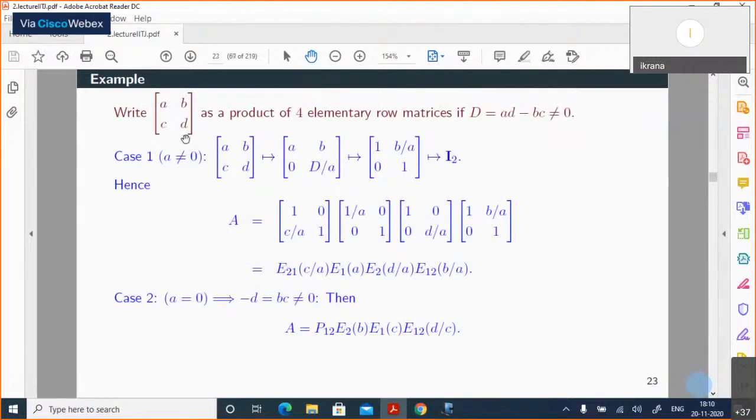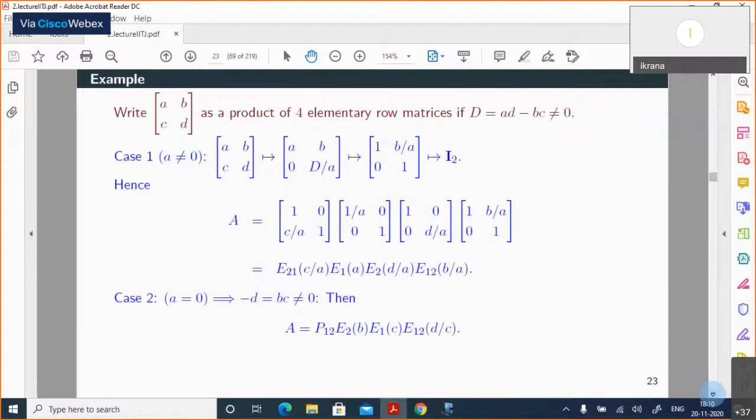Okay, I think I will just skip that. Probably this can be looked into. The solution is already recorded, so you can look at the 2 by 2 matrix and try to write it as follows: if AD minus BC is not equal to 0, then what are the elementary matrices which make this product, the row echelon form, reduced row echelon form, equal to identity?